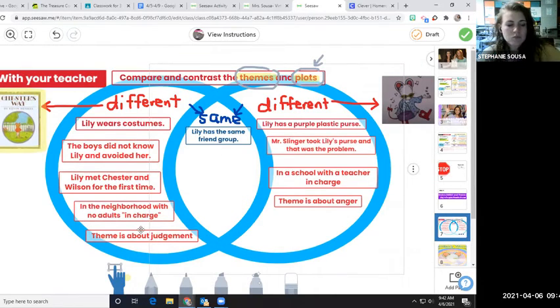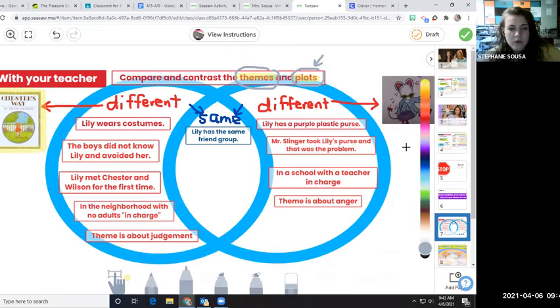All right, let's move on from different. We are done with different. If you have more on your chart, wonderful. I can't wait to read it. I want to switch focus right now because we only have a few minutes left to what is the same. Now remember, what is the same about the themes and about the plots?